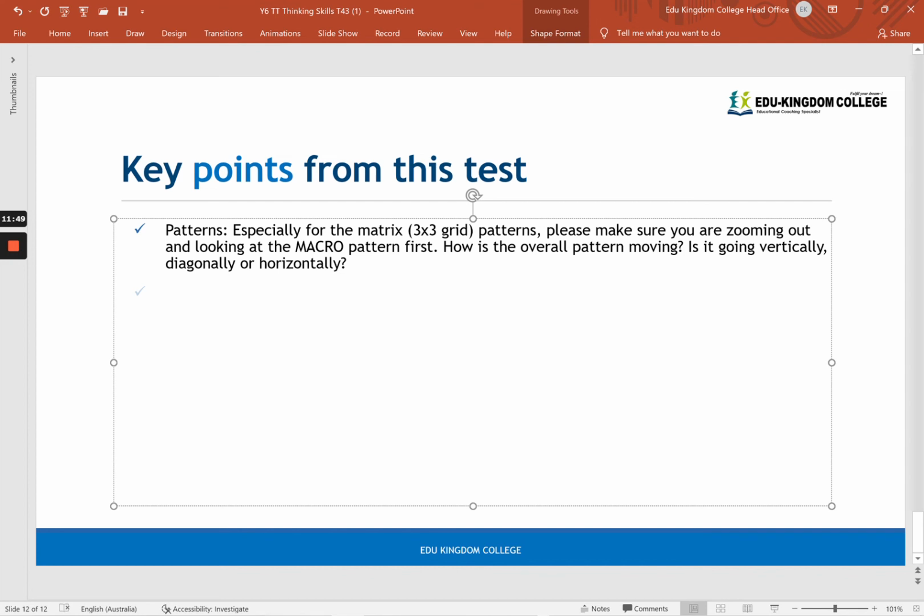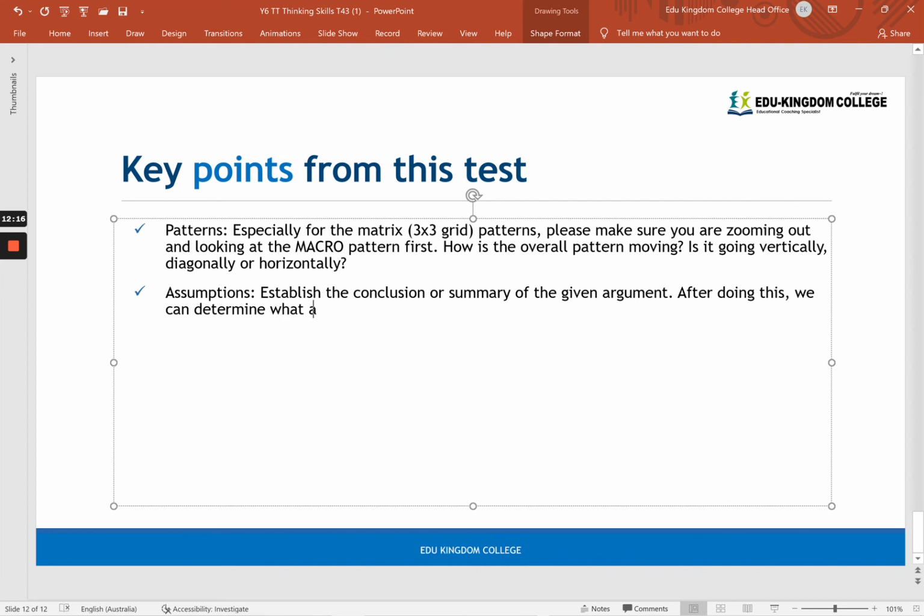The next thing I want you to think about is the assumption questions. For assumption questions, you need to establish the conclusion or summary of the given argument. After doing this, we can determine what assumption is made, what is inferred in the text.